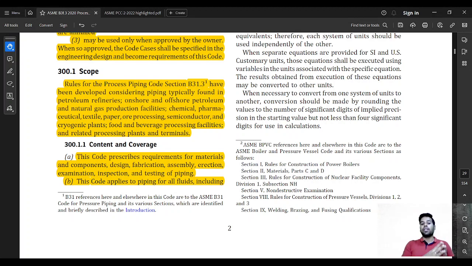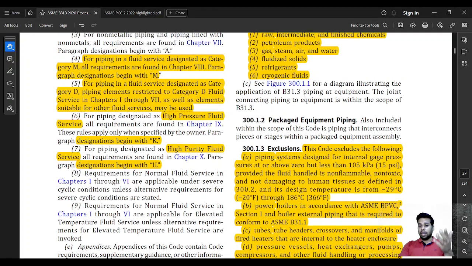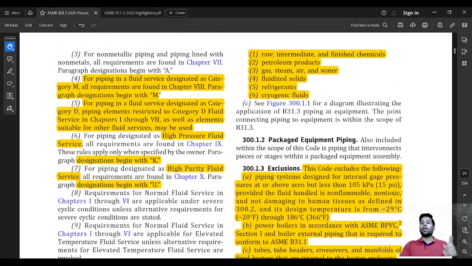Content and coverage: this code prescribes the requirements for materials and components, design, fabrication, assembly, erection, examination, inspection and testing of the piping. The code applies to piping of all fluids, including raw, intermediate and finished chemicals, petroleum products, gas, steam, air and water, fluidized solids, refrigerants and cryogenic services. So all of these are in the scope of ASME B31.3 process piping requirements.